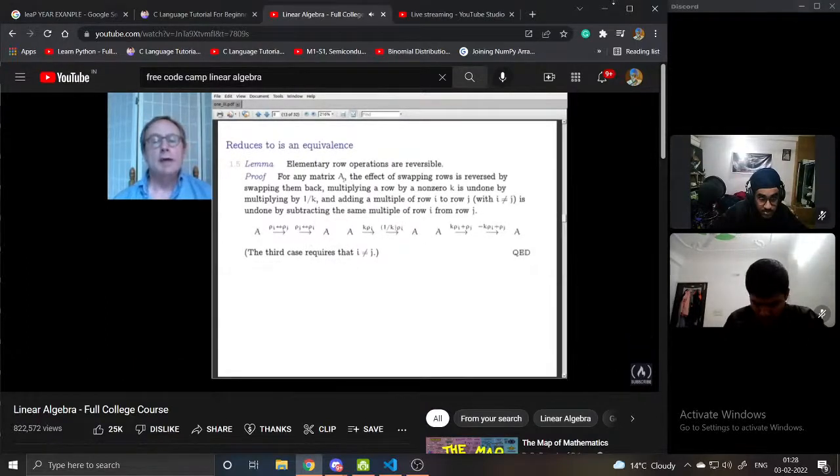If I do any of the Gauss's method operations, the elementary row operations on a matrix, then I can reverse them.